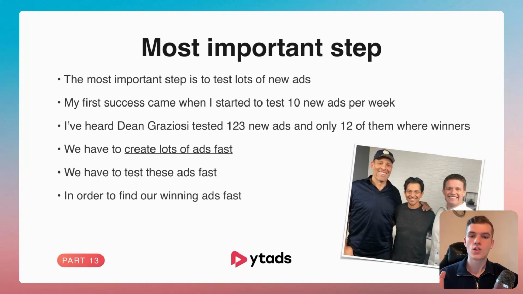So as you can see, you have to test a lot of new ads and we have to create lots of ads fast. Like we can't take 3 days to create one ad because then you can't test 10 new ads per week. If you want to test 10 new ads per week, you have to create ads really fast and you have to test these ads fast in order to find out what ads are winning fast. Like we want to find winners fast. And then we have to create and test the ads fast.